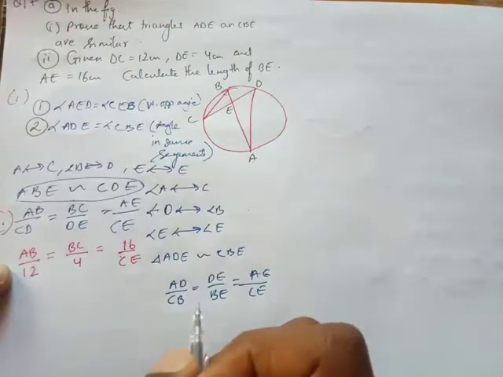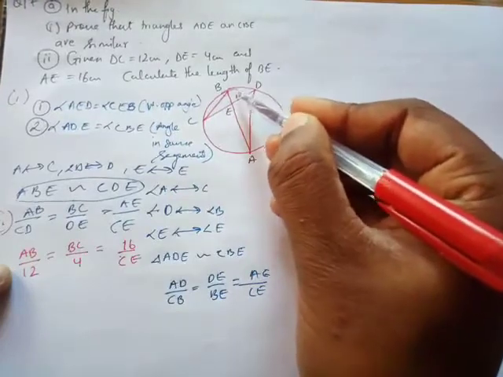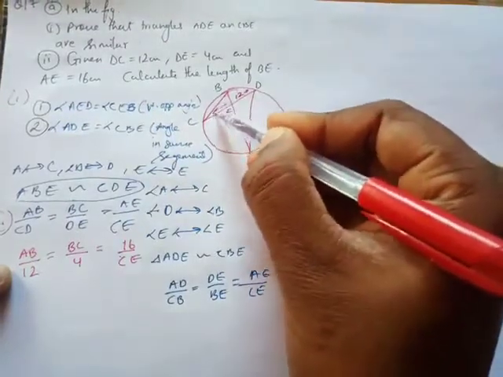DC. So DC's total is given 12. Total DC is given 12.